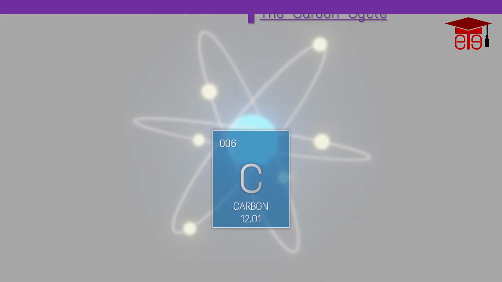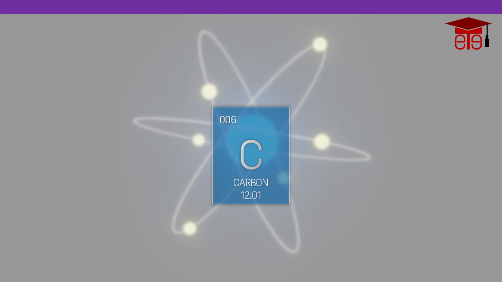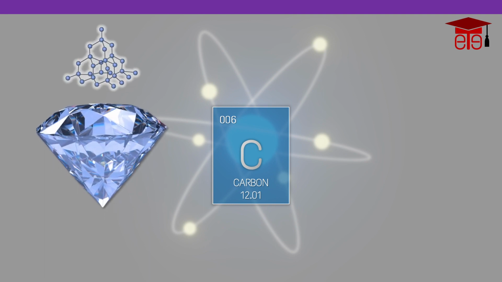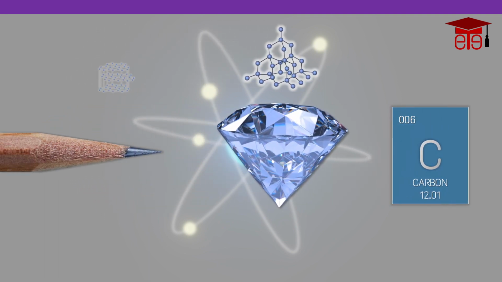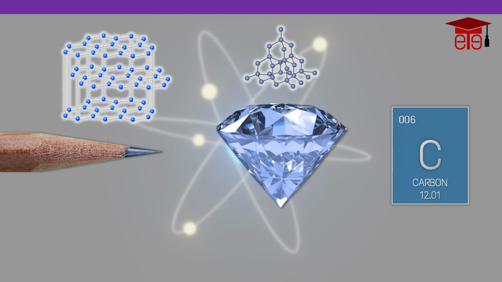Carbon is an element. The symbol for carbon is C. Carbon is a non-metal. It occurs naturally in different forms. Diamonds are made of carbon. The lead in a pencil is not lead at all. It is another form of the element carbon called graphite.